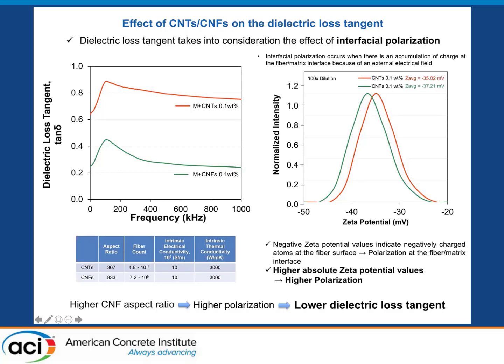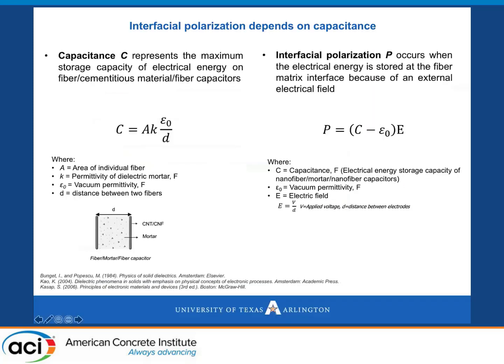And actually, we have an explanation for that, because the loss tangent takes into consideration the effect of interfacial polarization, which occurs when there is an accumulation of charge at the fiber matrix interface. Here we included the results of our zeta potential values, indicating that negatively charged atoms at the fiber surface can attract positive atoms, causing polarization, and this is more pronounced for the carbon nanofiber material. So interfacial polarization depends on capacitance.